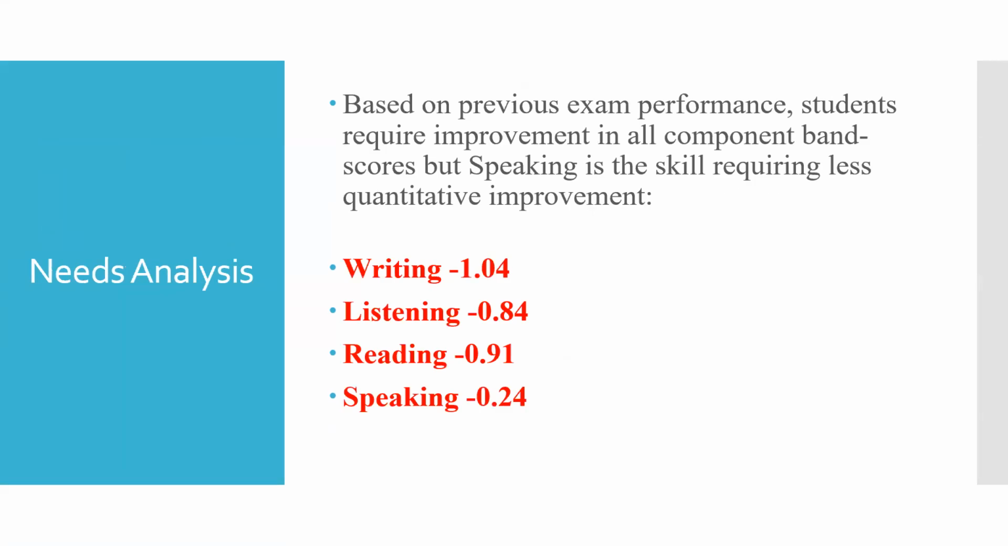So based on their previous exam performance, because all these 7 students had already taken the IELTS test, but had not managed to attain their band score, this is what was lacking: in writing, there was 1.04. Listening was 0.84 below the score that they required. The reading, almost 1, and speaking was their strongest skill.